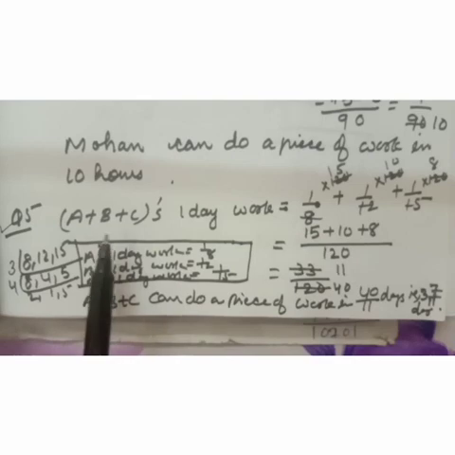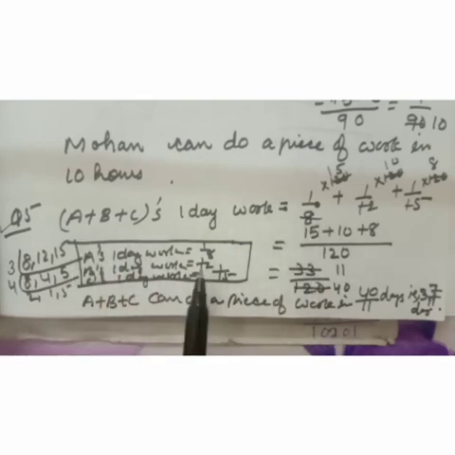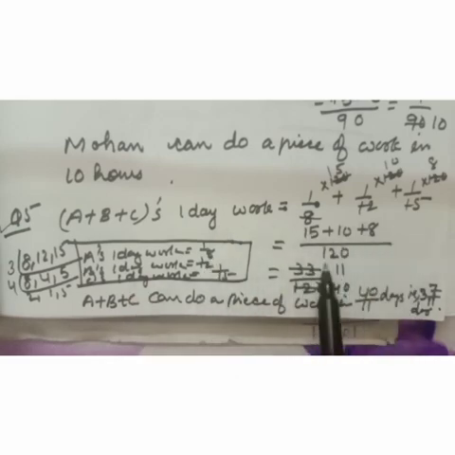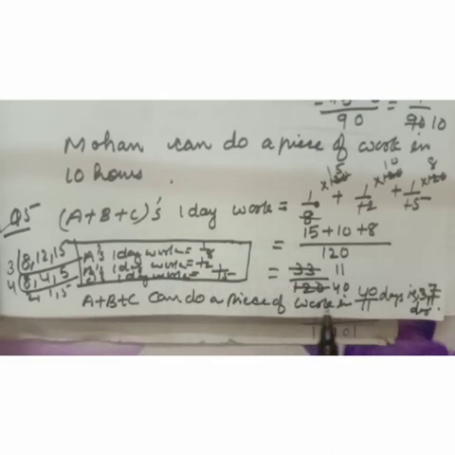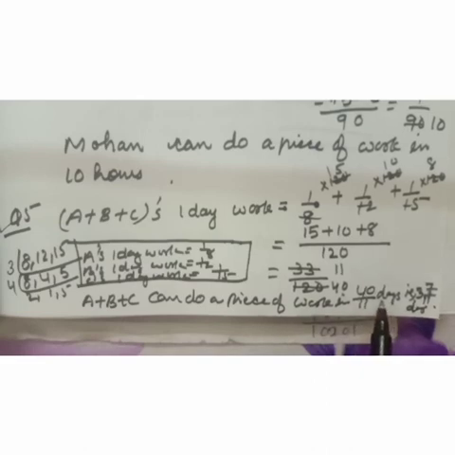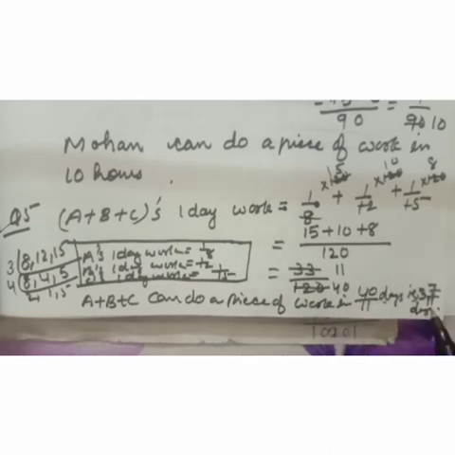Question number 5. A can do a piece of work in 8 days. That means 1 day work is 1 by 8. B 1 by 12. C 1 by 15 work. 1 day this much work only do. Together how much? Together you add it, take LCM and solve it, you will get 11 by 40 work they will do in 1 day. Take reciprocal. Then you will get 40 by 11 days they need to complete one piece of work. Make it mixed fraction, you will get 3 and 7 by 11.